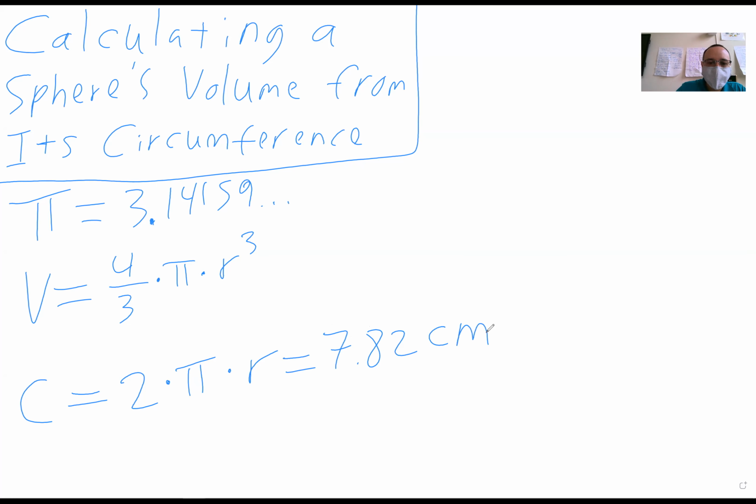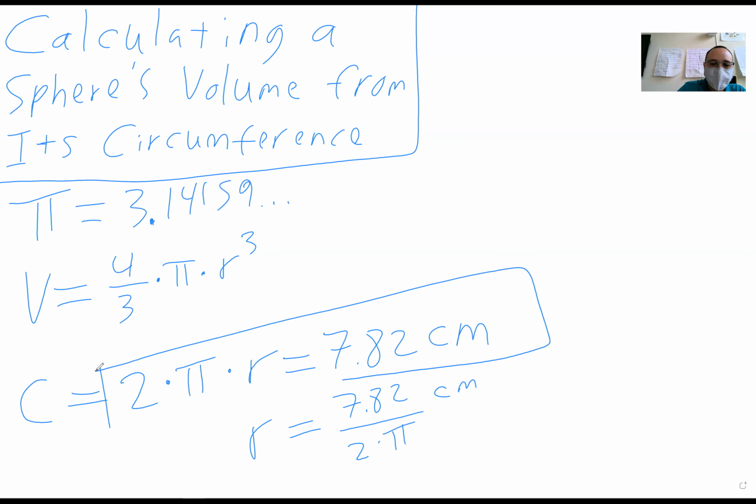centimeters. And so we can find the radius of the circle. The radius equals 7.82 centimeters divided by 2 times pi. Mathematically, if we're comfortable with algebra, I'm just dividing both sides of this equation by 2 pi so that I can get the radius by itself. If you're comfortable with that, that's great. If you're not, you'll see it again soon, don't worry.